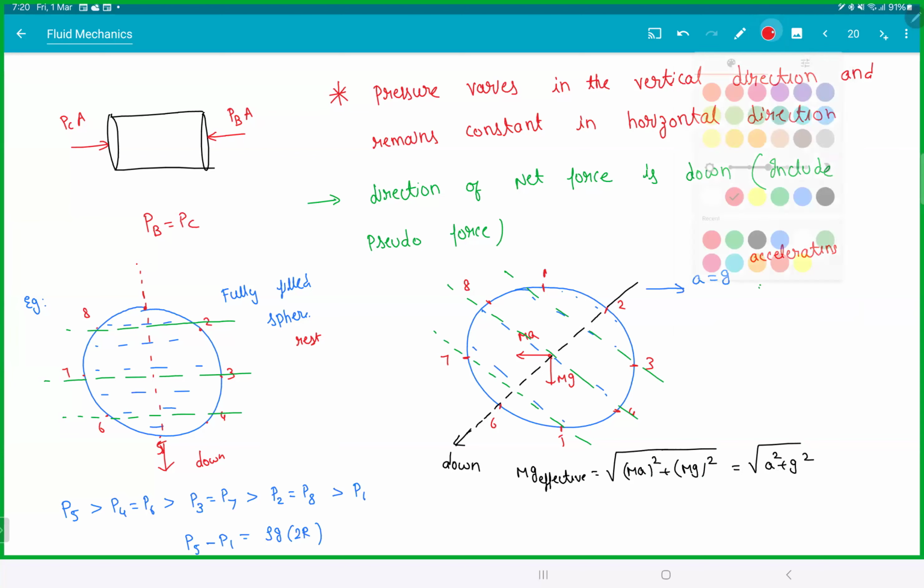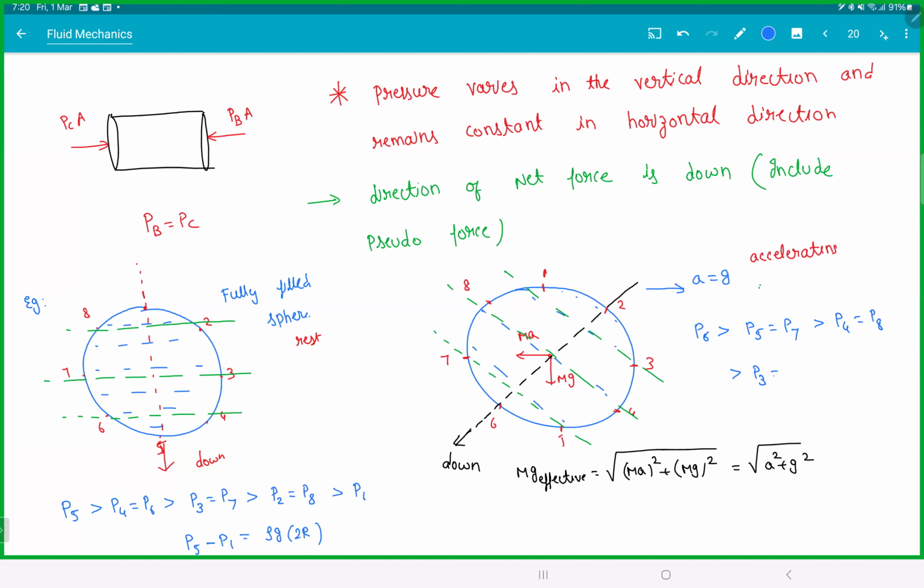So the highest pressure will be P6, greater than P5 and P7, which are equal now. Then P4 and P8, then P3 and P1, and then P2. The difference in pressure P6 minus P2 will be rho g effective, which is g root 2, into 2R. So in this system, people might think the gravity has become 0 too.